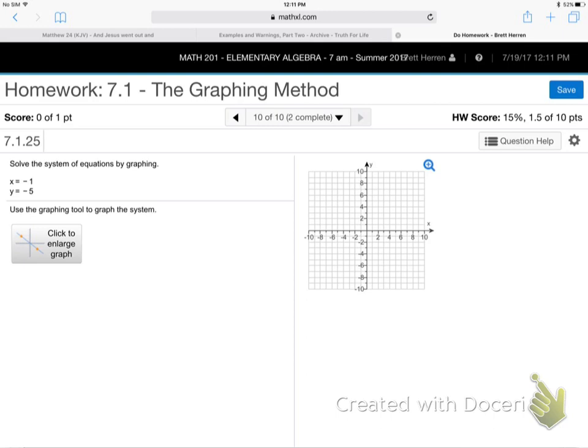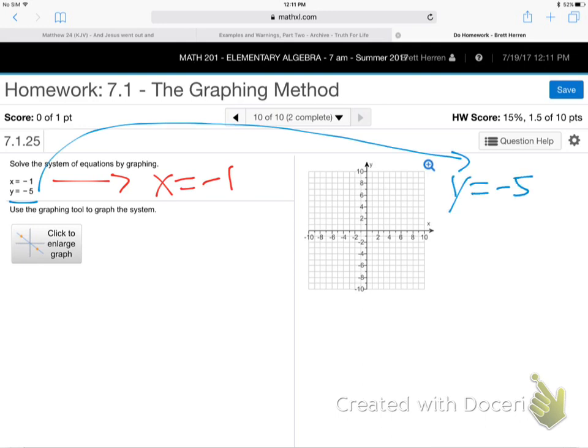So, yeah, let's graph this one. So, x equals minus 1. y equals minus 5. Can you graph those real quick? Those are quick ones, I think. Graph those two and find out where they intersect. Two lines, find out where they intersect.